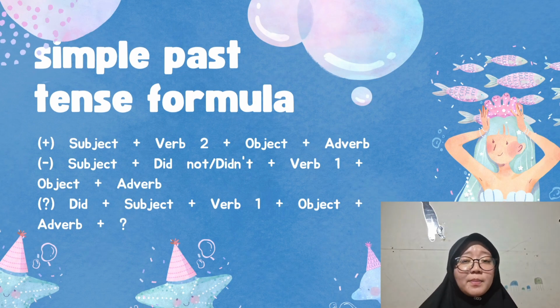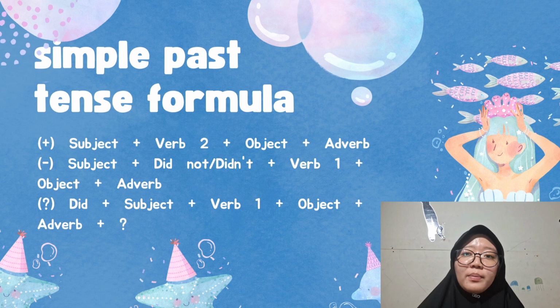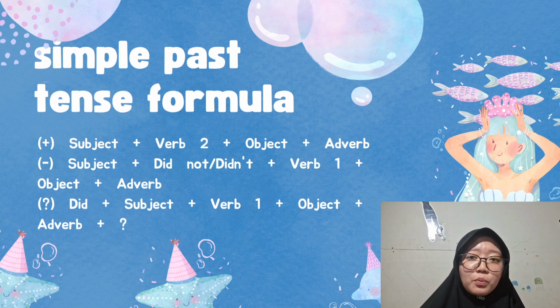Next, there is simple past tense formula. For positive sentence, the subject is followed by the verb in the second form. Then, the object and an optional adverb to provide more context, such as when or where the action took place. In negative sentence, we use did not or didn't, followed by the base form of the verb, the object, and an optional adverb to clarify details like time or place.